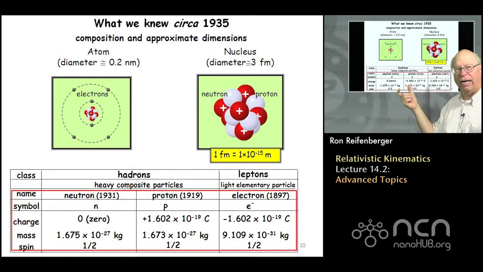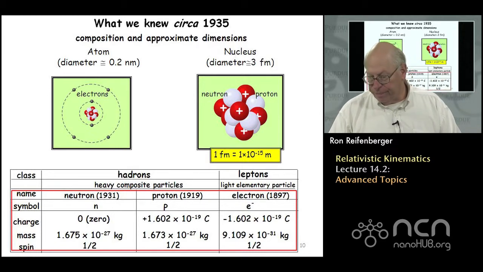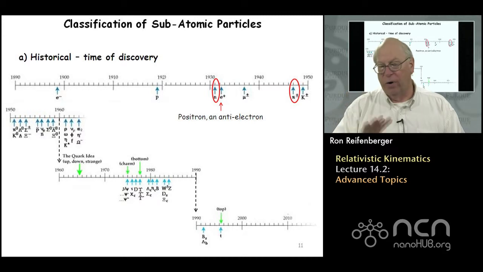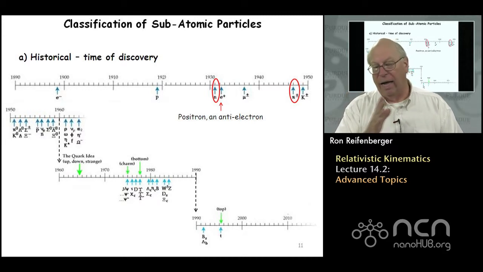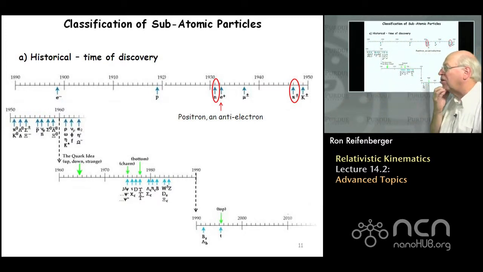I mean, why is there a particle in nature that has zero charge, has basically the same mass as the proton? How does that factor into the nucleus? So it's kind of interesting historically to look at how these various elementary particles were discovered, and I found this very nice chart on the web.